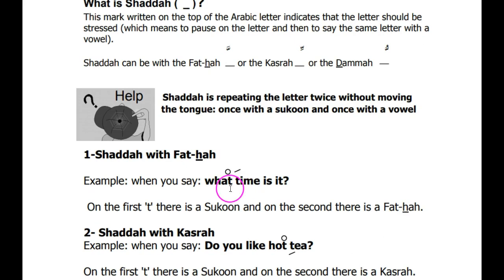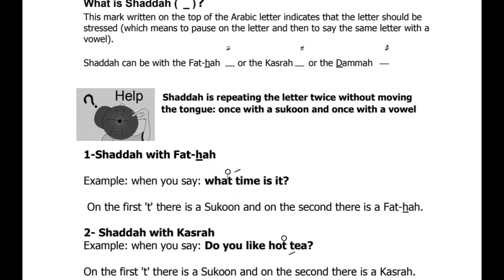Example, when you say, "what time is it?" you are repeating the letter T twice: "what" and then "time." In the word "what," ta does not have any vowel. It's with sukun. And "time" is coming with a vowel. So it's basically the same. You are just going to repeat ta twice.